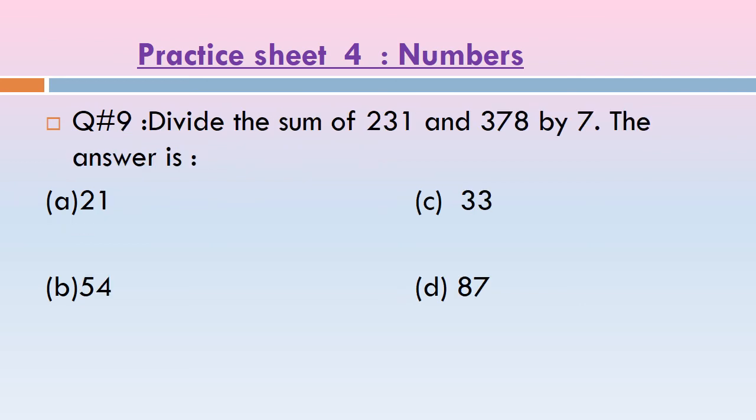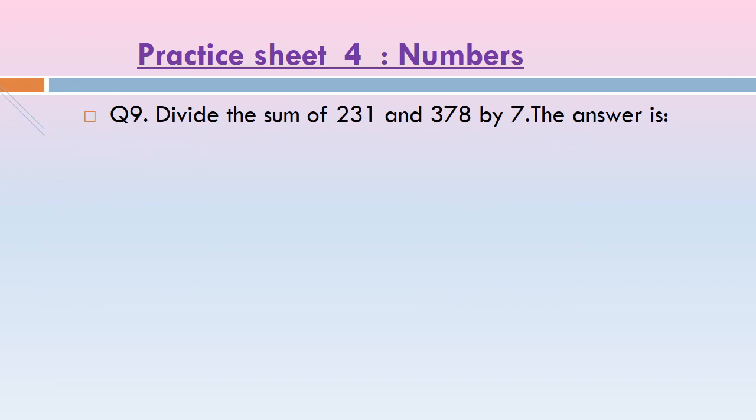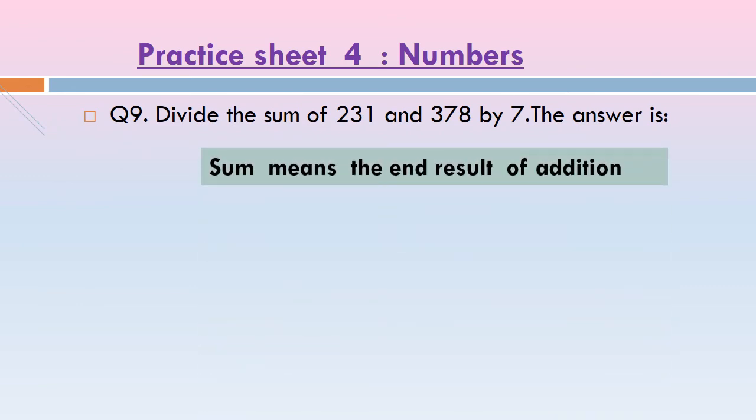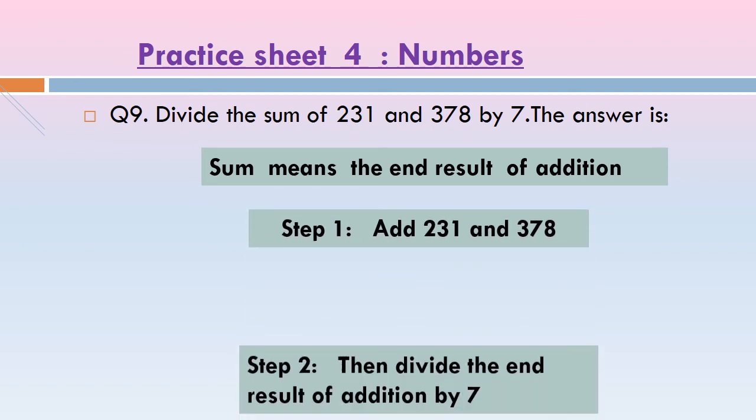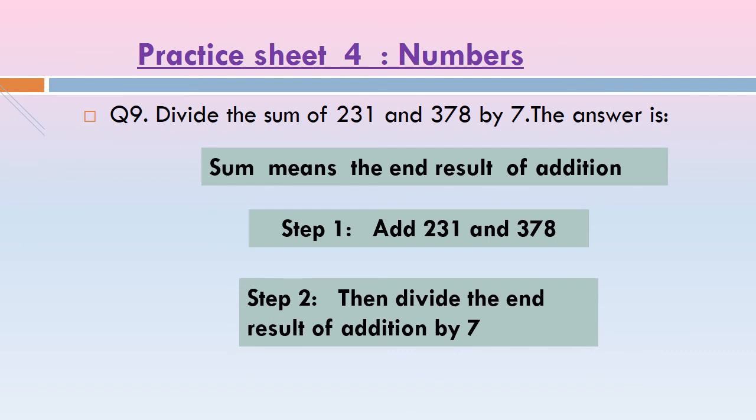Question number 9 is, divide the sum of 231 and 378 by 7. What will be the answer? You have to divide the sum of 231 and 378 by 7. So for that you first have to take their sum. Sum means the end result of addition. So firstly we have to add them, and then next we will divide the addition sum by 7. Means we have to divide the addition sum of these two by 7.